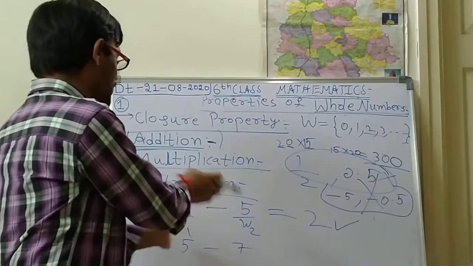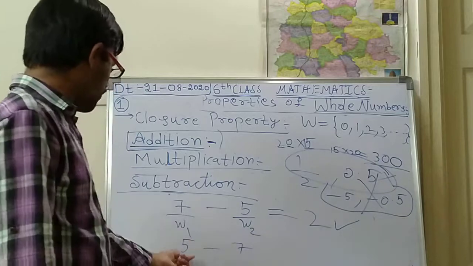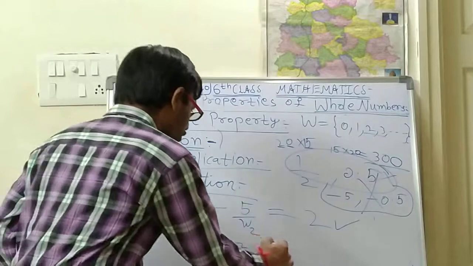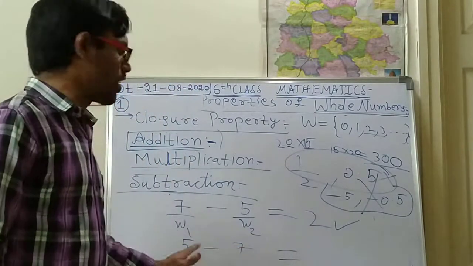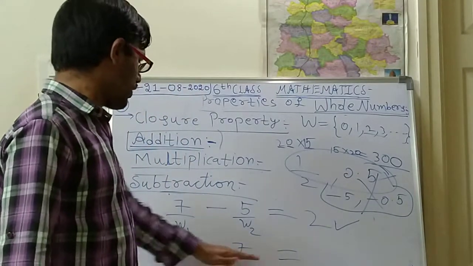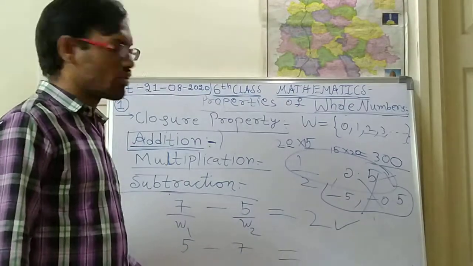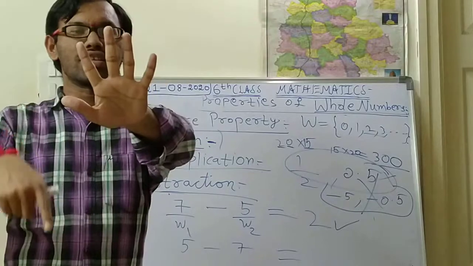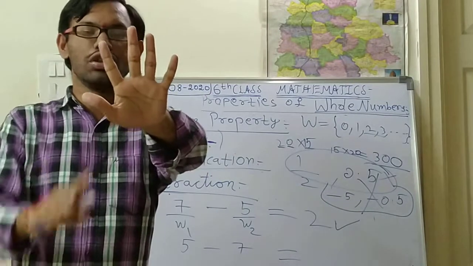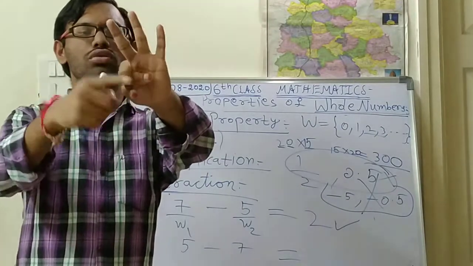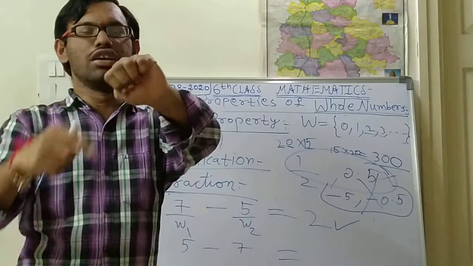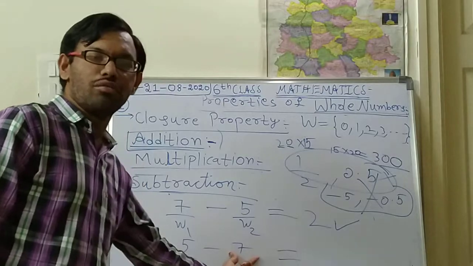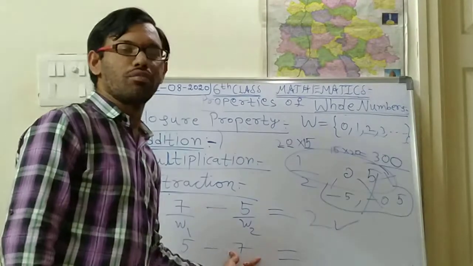Suppose I am taking 5 minus 7. I have exchanged these two numbers, because 5 is also a whole number and 7 is also a whole number. So what will happen? What is 5 minus 7? Can you remove 7 from 5? We can't remove. Here there are 5 fingers. In these 5 fingers, can you remove 7? First 1, 2, 3, 4, 5, so 5 I have removed. But still here we have to remove 7. So we can't remove 7.